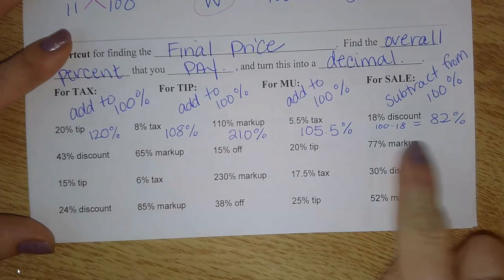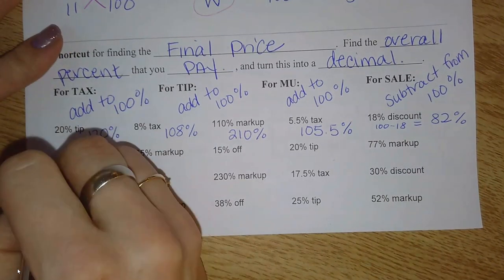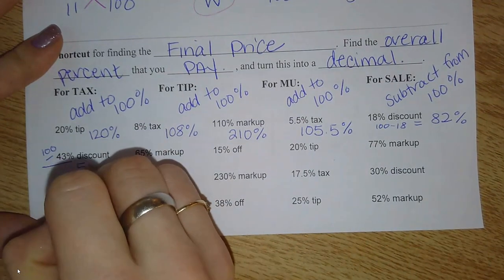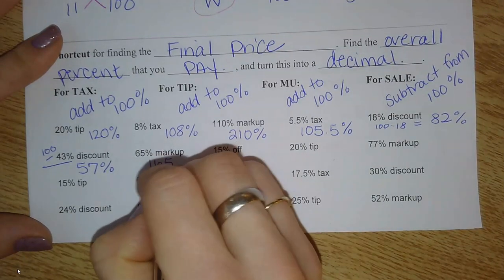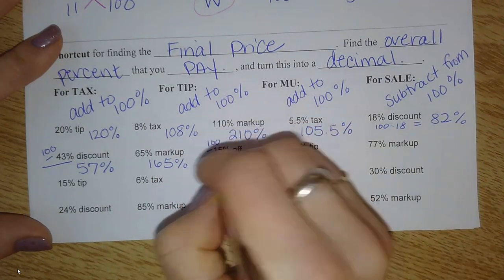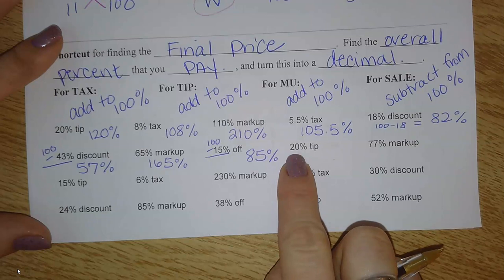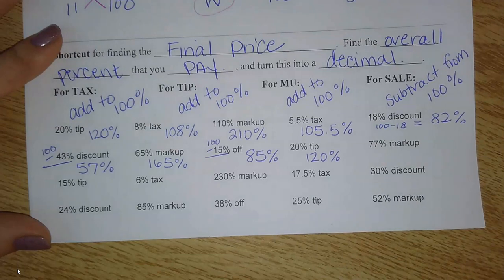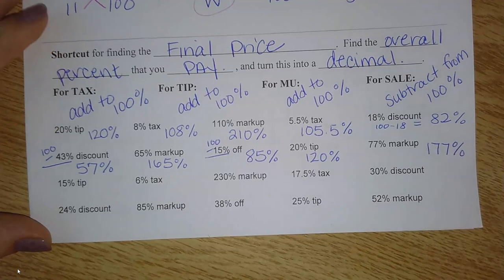Okay? Let's do one more row together, and then you're going to do the last two as practice. 43% discount. Well, 100 minus 43, if that's a discount, means I'm paying for 57%. 65% markup. Great, now I have to pay for 165. 15% off, I get to take that away from 100. I'm still paying for 85%. 20% tip. Oh, we already did that one. Now I'm paying for 120%. 77% markup. Great, I have to pay for 177%.